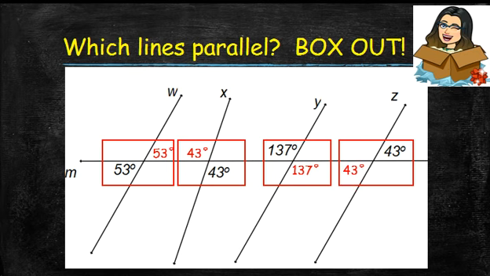Our side-by-side angles make a straight line, so they're supplementary. We can take the angle we have and subtract it from 180 to get the missing angle. 180 minus 53 is 127, so we'll write that in here. The vertical angle also has to be 127. We'll use the same strategy to fill in the other boxes.